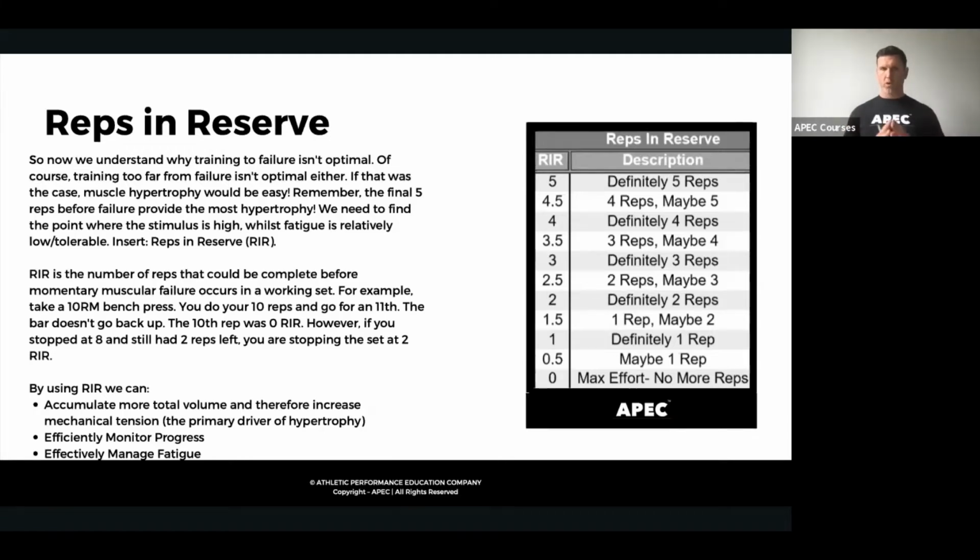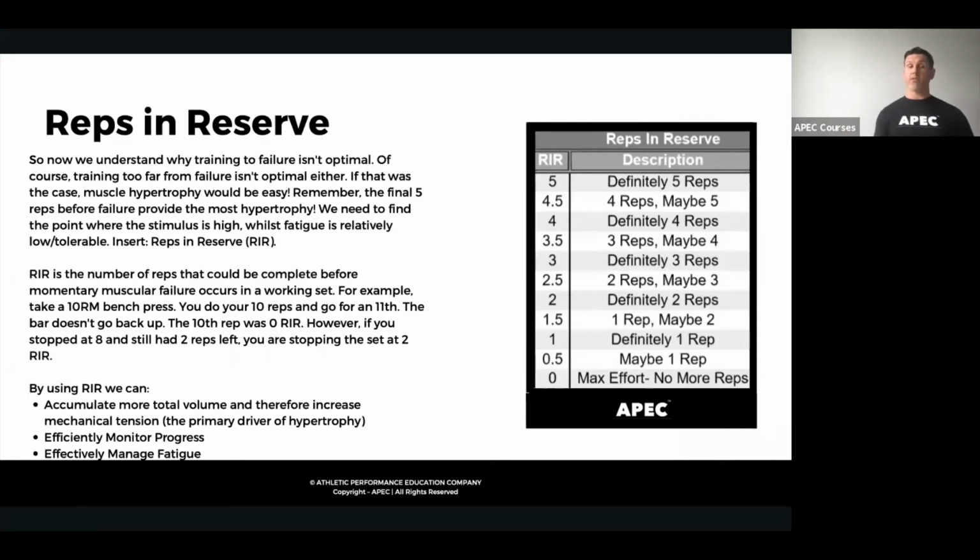So just go over that one more time so that's clear and so you understand that when we get to the programming element of what we're doing. If you had a 10 repetition max bench press and you did your 10th rep and you went for your 11th rep and the bar doesn't come back up, that means the 10th rep was 0 reps in reserve. If you stopped at 8 reps, you still have 2 reps left. You are stopping the set at 2 reps in reserve.